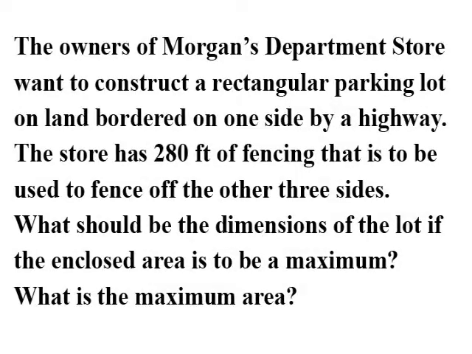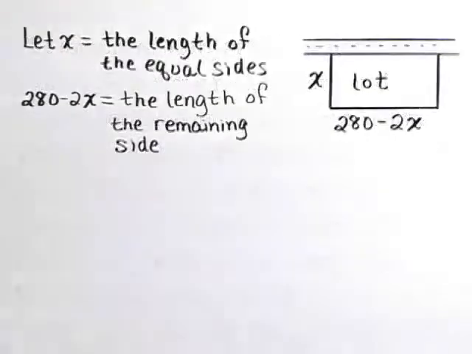The owners of Morgan's Department Store want to construct a rectangular parking lot on land bordered on one side by a highway. The store has 280 feet of fencing that is to be used to fence off the other 3 sides. What should be the dimensions of the lot if the enclosed area is to be a maximum? What is the maximum area?